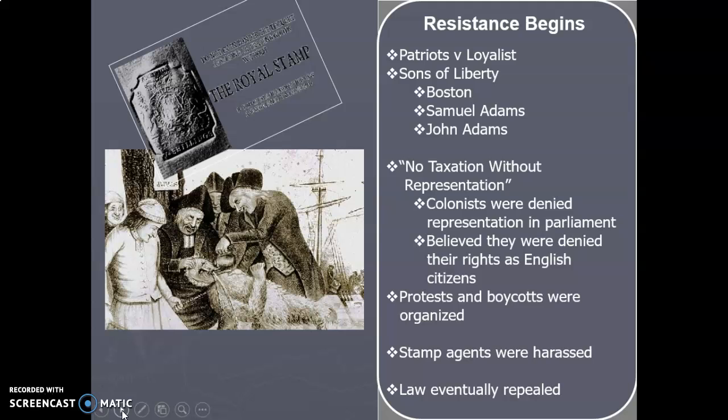The Sons of Liberty form in Boston, and Samuel Adams is one of the leaders. John Adams comes along later, and I don't have it in the notes, but you need to know he comes along around 1772. John Adams early on is not a Sons of Liberty fan. He doesn't agree with it, and he often is at odds with his cousin, Sam.